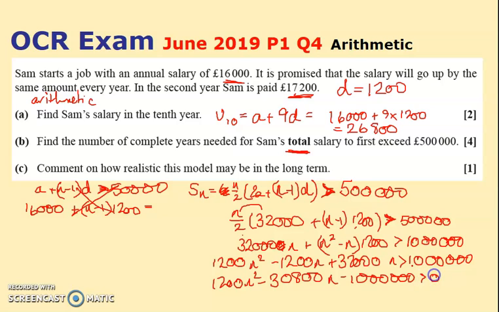It's greater than 0. So I might as well just cheat and chuck that into my calculator. So menu, it's the B button. It's a degree 2, and I want the one which is greater than 0, which is number 1. So it's 1,200, negative 30800 and negative 1,000,000.